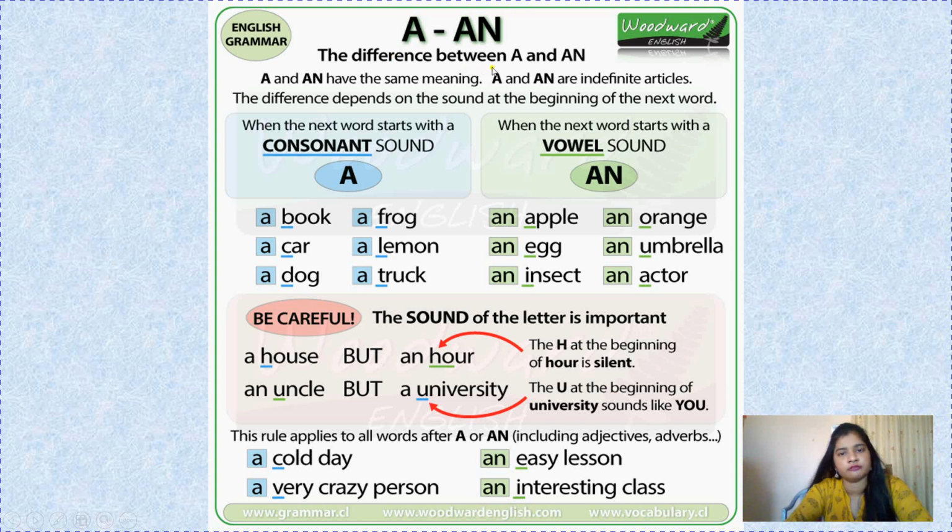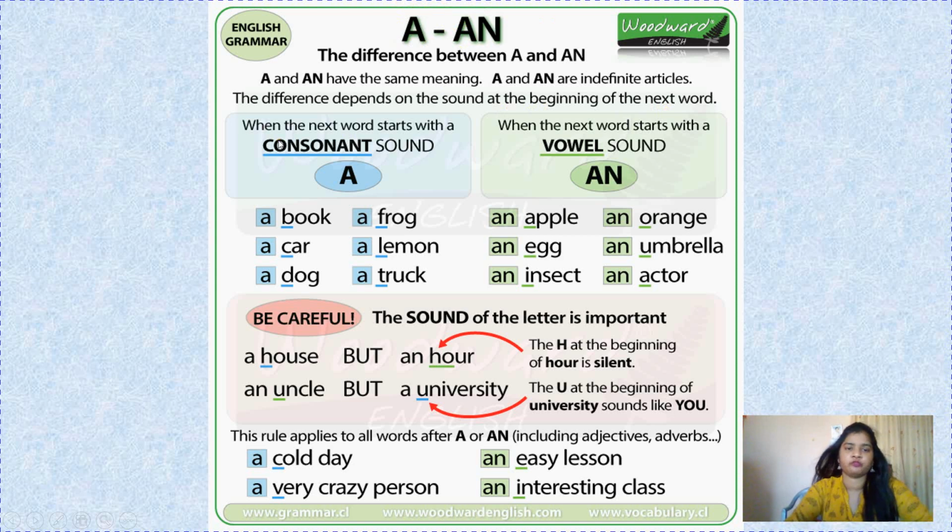Children, what is the difference between a and an? We know that it is an indefinite article, but maybe there are some differences. Let's see. A and an have the same meaning. Why? Because they are used with a singular noun, and they both are indefinite articles. The difference depends on the sound at the beginning of the next word. Yes, a we use with a consonant sound and an we use with a vowel sound.